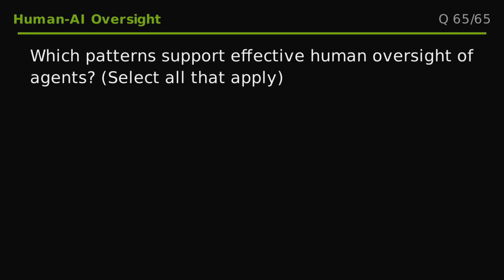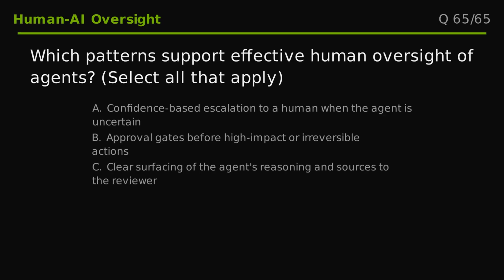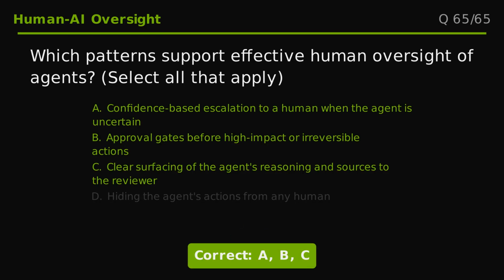Question 65. Which patterns support effective human oversight of agents? Select all that apply. Option A: confidence-based escalation to a human when the agent is uncertain. Option B: approval gates before high-impact or irreversible actions. Option C: clear surfacing of the agent's reasoning and sources to the reviewer. Option D: hiding the agent's actions from any human. The correct answers are A, B, and C.